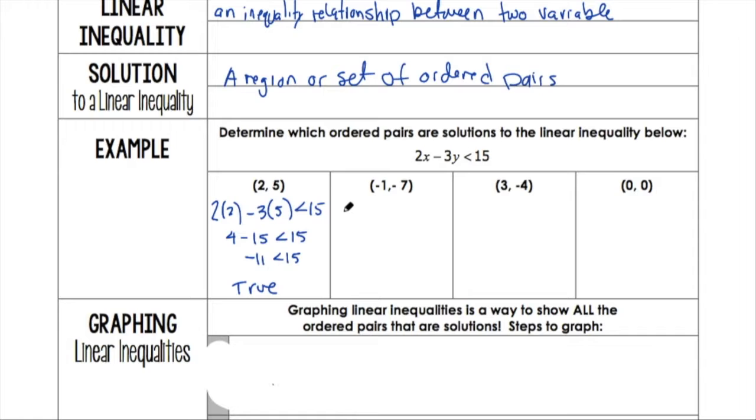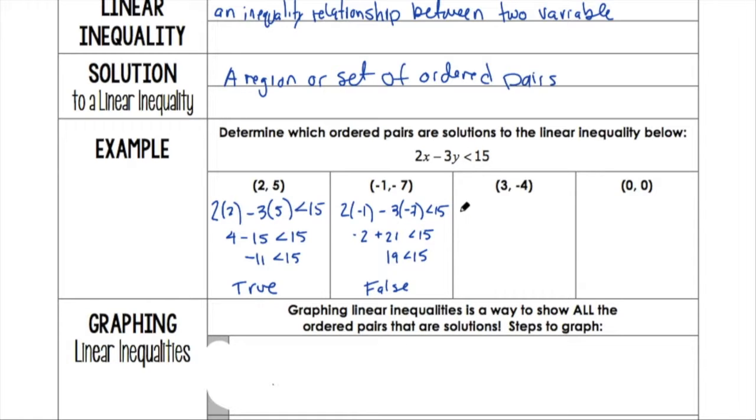Well, let's check the point (negative 1, negative 7). 2 times negative 1 minus 3 times negative 7, is that less than 15? Well, that's negative 2, and then since we're having negative 3 times negative 7, we're really going to add 21 and see if that's less than 15. Well, negative 2 plus 21 is 19. Is 19 less than 15? No, that is not true. So that is false. So this is not an ordered pair that is a solution to this inequality.